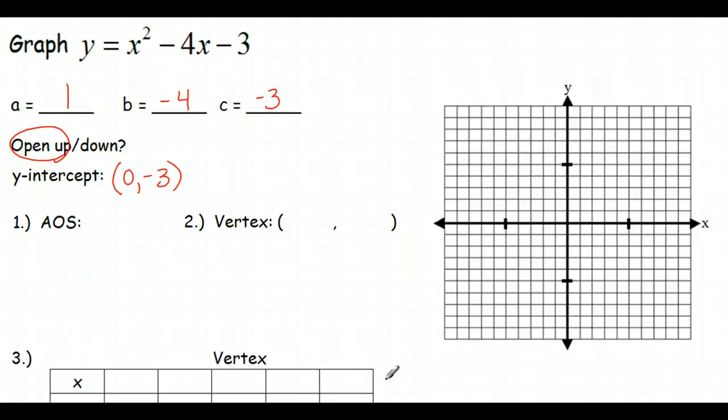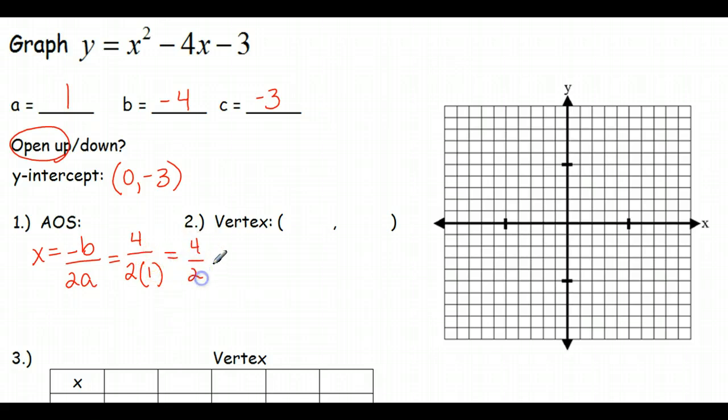Remember, the formula for our axis of symmetry is that x equals the opposite of b over 2a. So if my b value is negative 4, the opposite of that is positive 4 over 2 times my a value. If I simplify this, I get 4 over 2, which simplifies to 2. So my axis of symmetry is x equals 2.